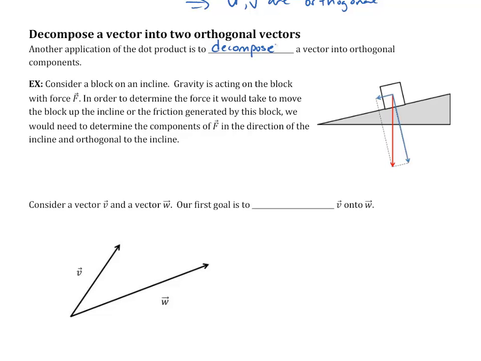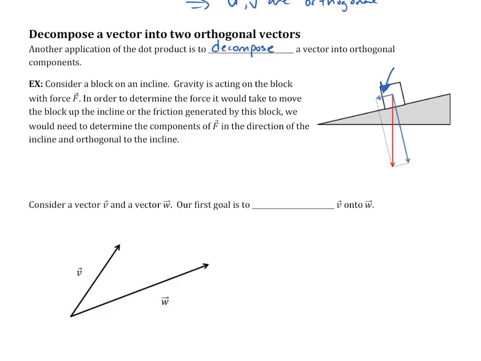We did an application with vectors in an earlier lecture where we had a block on an incline. Gravity was acting on the block straight down, right, perpendicular to the ground, which is straight across. In order to determine the force it would take to move the block up the incline, or the friction that is generated by this block, we need to know this component right here. So we basically need to find the component of this vector in a direction that is parallel to the top edge of this incline.